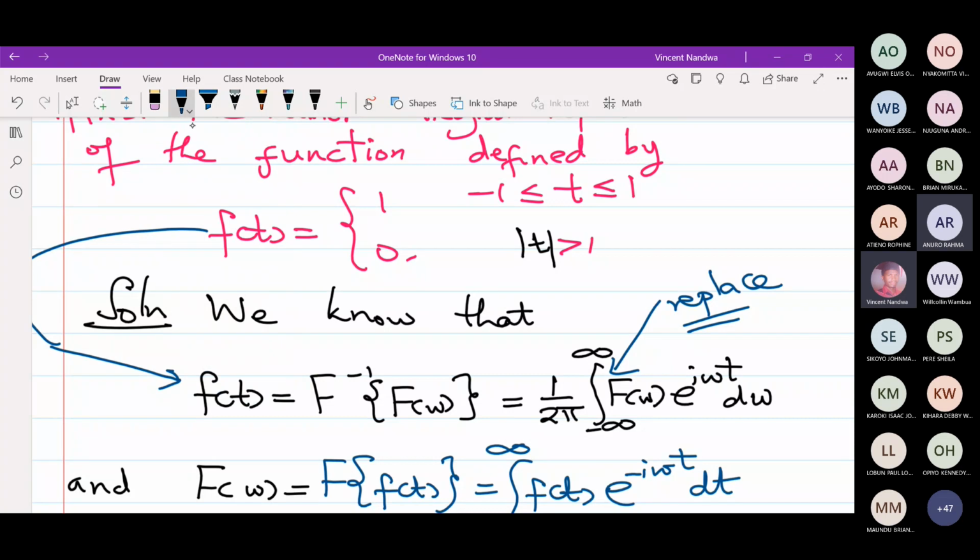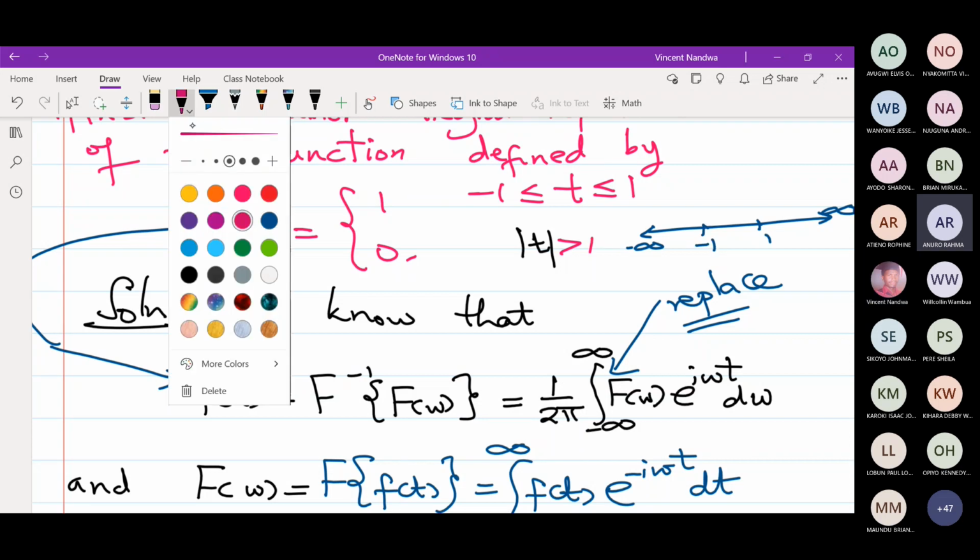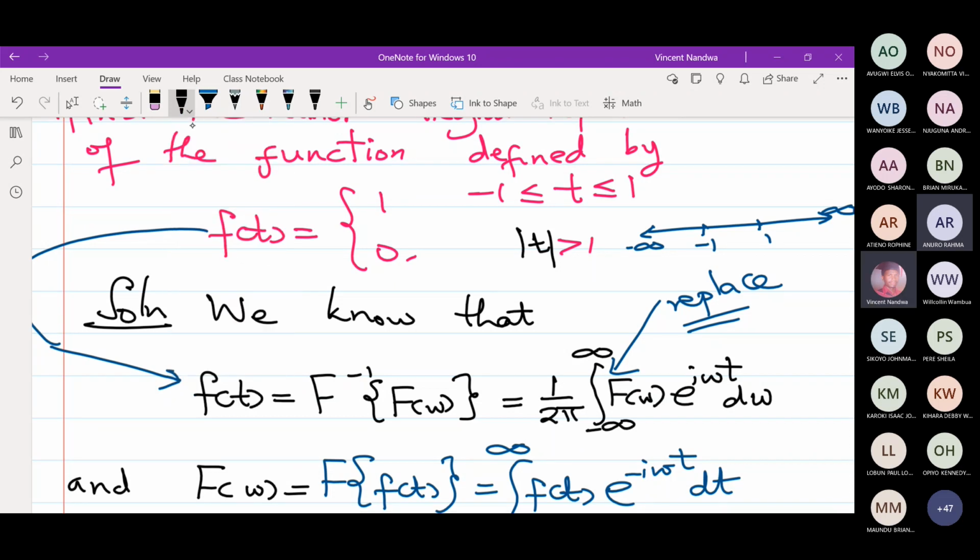For example, this is the real line from minus infinity to positive infinity. Say there's 1 here, there's minus 1 here. Anywhere from minus 1 to 1, the value of the function is 1. But anywhere outside the interval minus 1 to 1, the value of the function is 0.